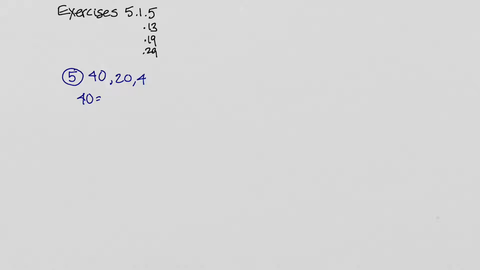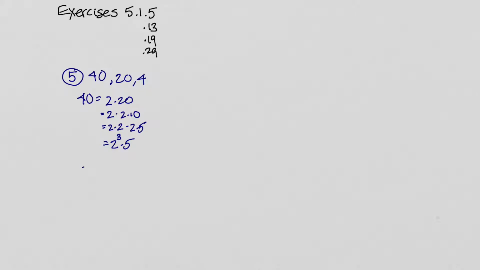So first of all, 2 is a prime. 2 will go into 40 20 times. But we can write that 20 as 2 times 10, 2 times 2, and we can write the 10 as 2 times 5. So 40 can be written as 2 cubed times 5.